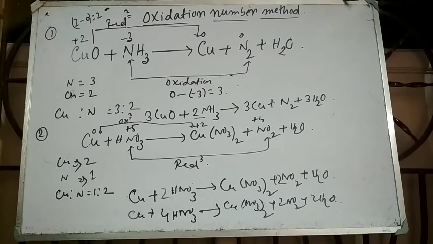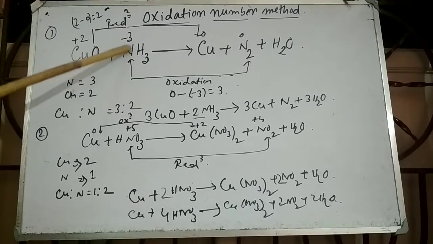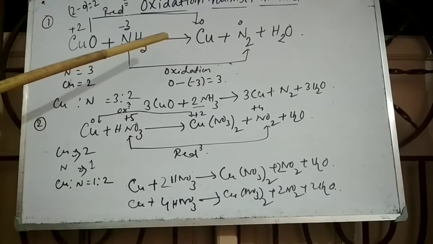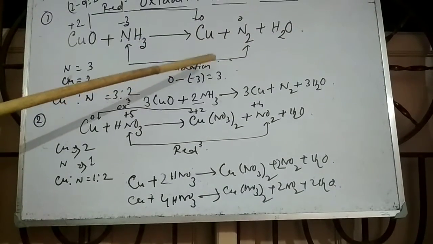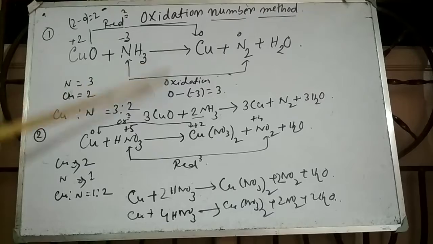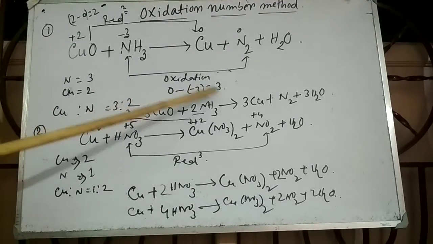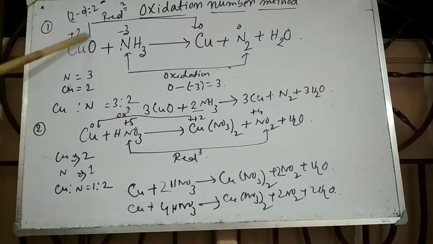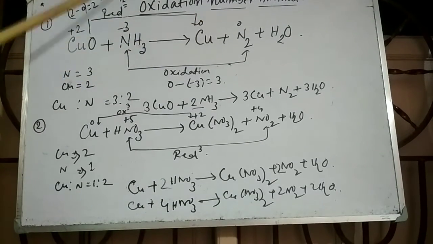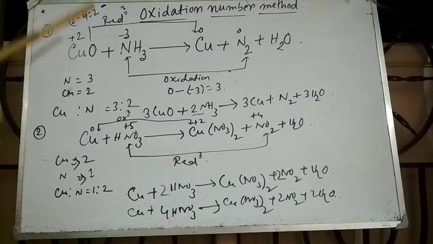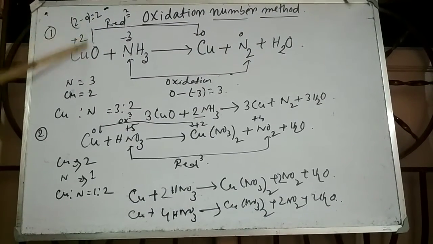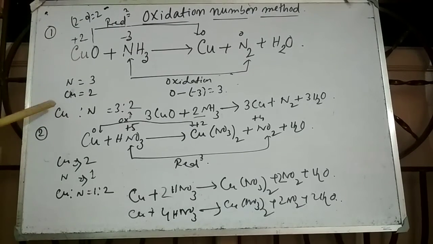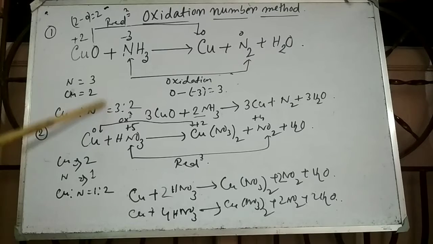Now the oxidation state changes from -3 to 0 in case of ammonia. So in this case oxidation has occurred. So change of oxidation number 0 - (-3), so ultimately 3. Here the oxidation number changes from +2 to 0. That is reduction has occurred and the change of oxidation number is 2 minus 0, that is 2. So the ratio of copper to nitrogen equals 3:2.